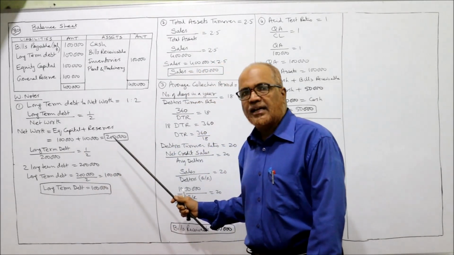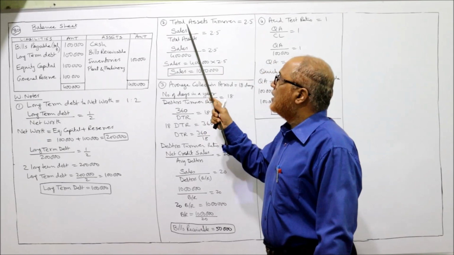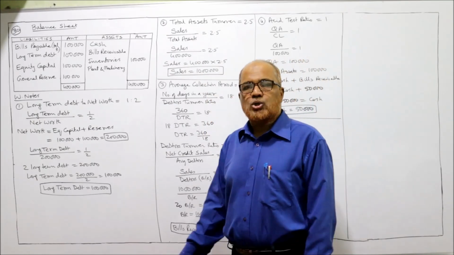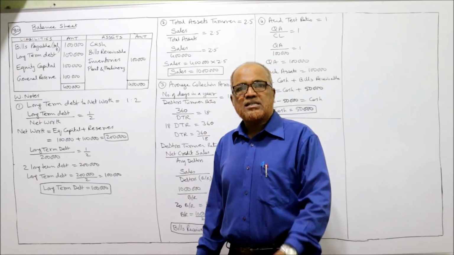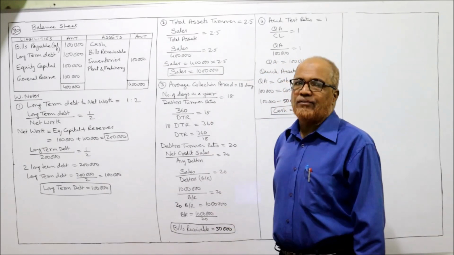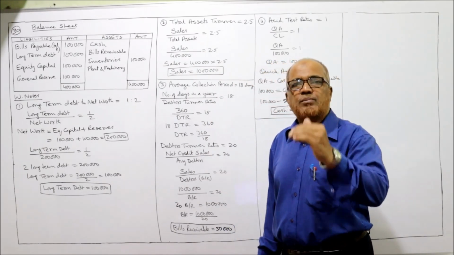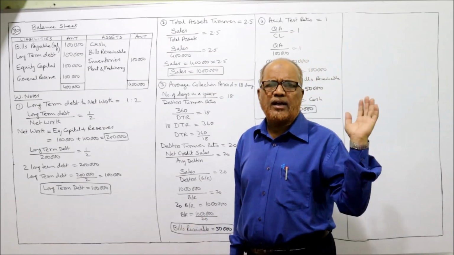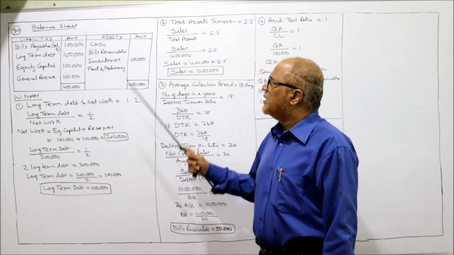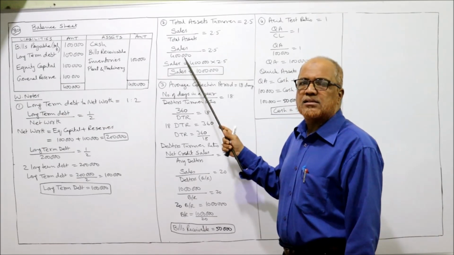Liability side completed. Now we'll come to the asset side. Next ratio I am making use of is the total assets turnover ratio, which is given in the problem as 2.5. What is the formula for total assets turnover ratio? Sales by total assets. This is an old ratio, already applied in previous problems.